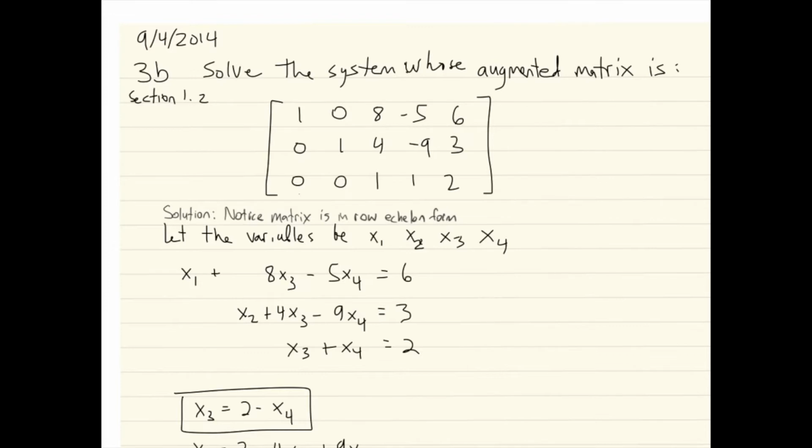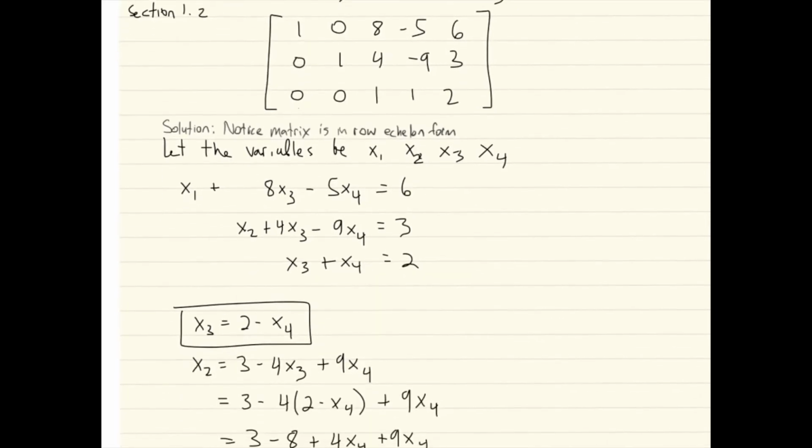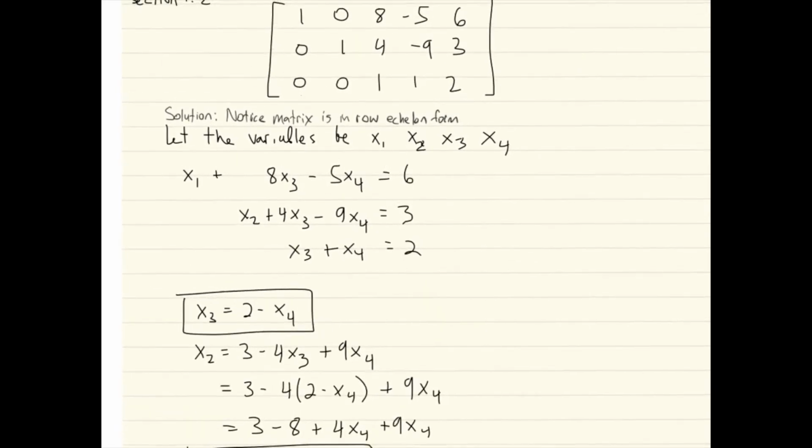Okay, and so then what we do is start with the last row, or the last equation down here, and solve for the pivot variable. So the pivot is this one here, which corresponds to x3, and so solve for that. x3 then equals, I subtract x4 from both sides, so I get that equation.